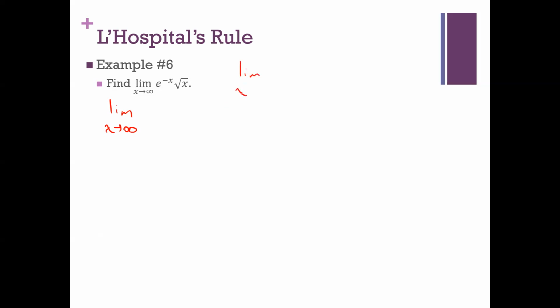Individually, what is the limit as x approaches infinity of e to the negative x? Not negative infinity. It's 0. Because basically that's 1 over e to the x, right? And 1 divided by something that's growing without bound will get smaller and smaller towards 0. What is the limit as x approaches infinity of radical x?